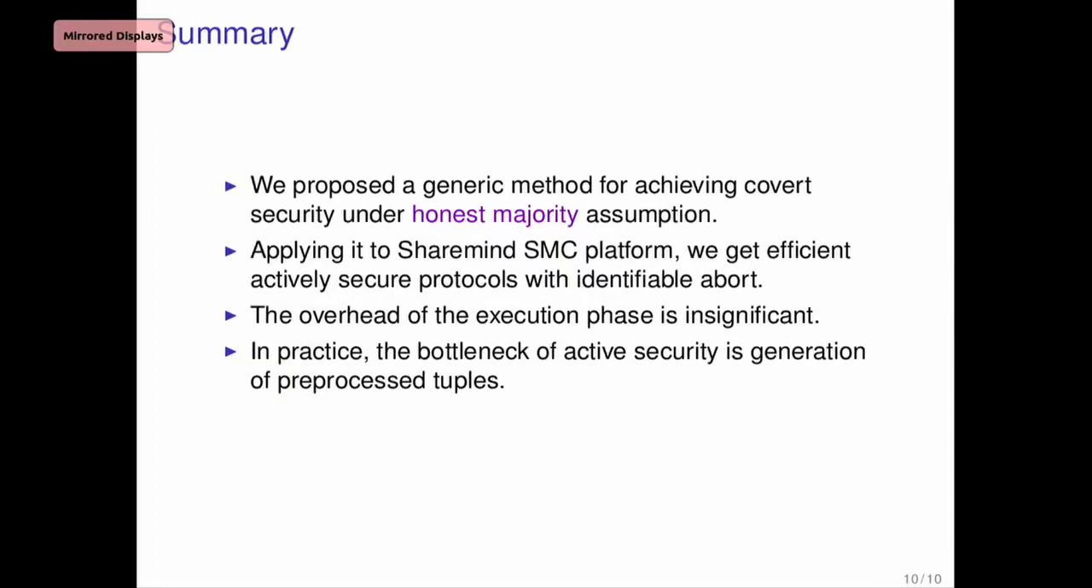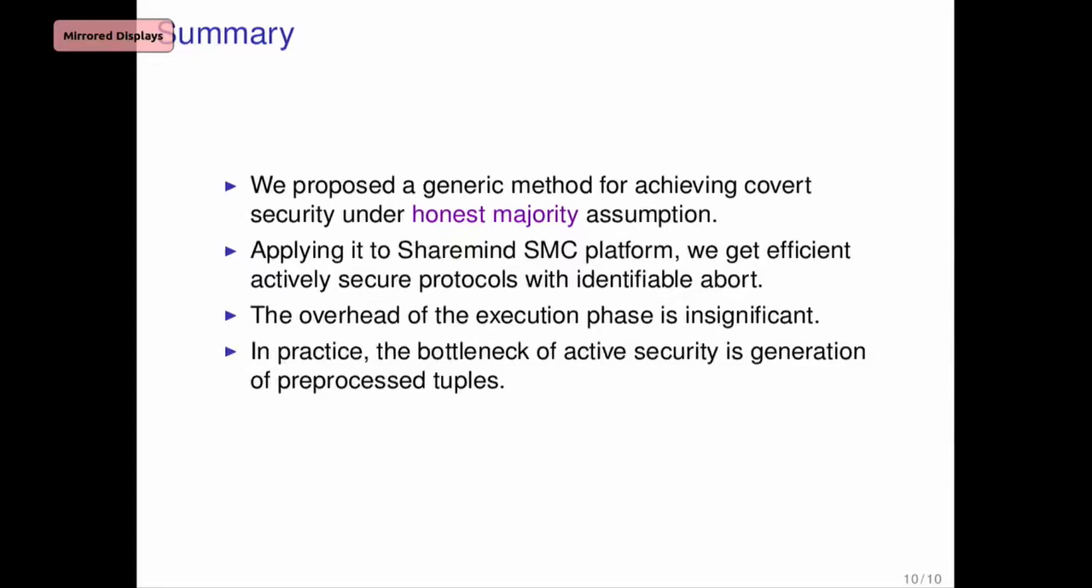If we applied it to some particular platform called Sharemind, which is three-party computation tolerating one corrupted party, it allows us to convert its passively secure protocols to actively secure, and with identifiable abort, so we know exactly who was cheating. And that's why it is also useful for both active and covert security, because it allows us to identify the cheater. The overhead of the execution phase is relatively insignificant. We only provide signatures, and especially if there are highly parallelized computations with a small number of rounds, then the number of signatures becomes very small compared to the communication.